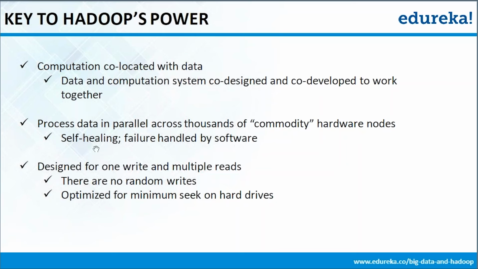Commodity hardware nodes, self-healing, failure handled by software itself, correct? Then designed for one write and multiple reads, correct? There are no random writes, optimized for minimum seek on hard drives, correct? And Hadoop provides high throughput and high latency as well, because I think some of you pointed out that RDBMS is more OLTP, this is more OLAP. It is by design, correct friends?